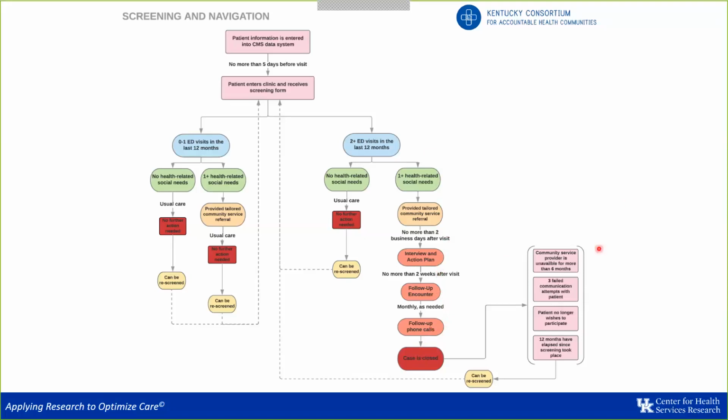Now, a way that a case can be closed is a community service provider is unavailable for more than 6 months, so we don't want them sitting on a waiting list for that long. Or if there's 3 failed communication attempts with a patient, or the patient no longer wishes to participate. And the last way that a case can be closed is 12 months have elapsed since the screening took place. That will automatically close their navigation case. All of these patients can be rescreened at a later date, and the process starts again.